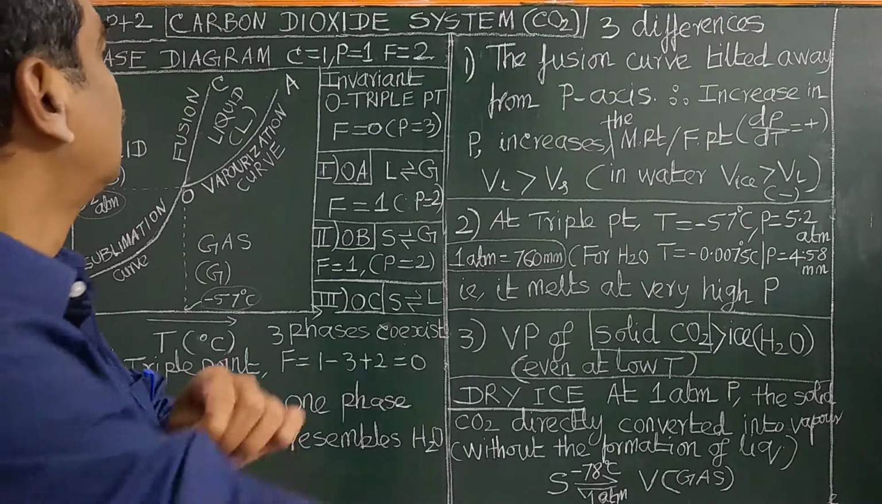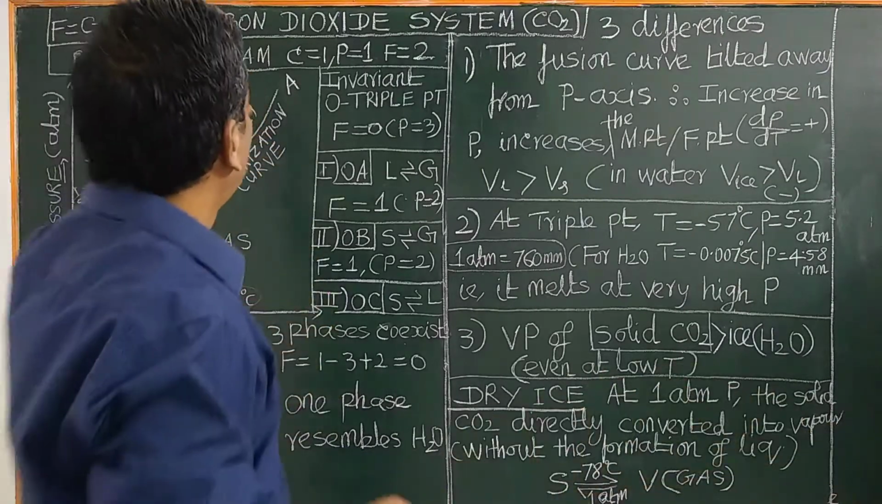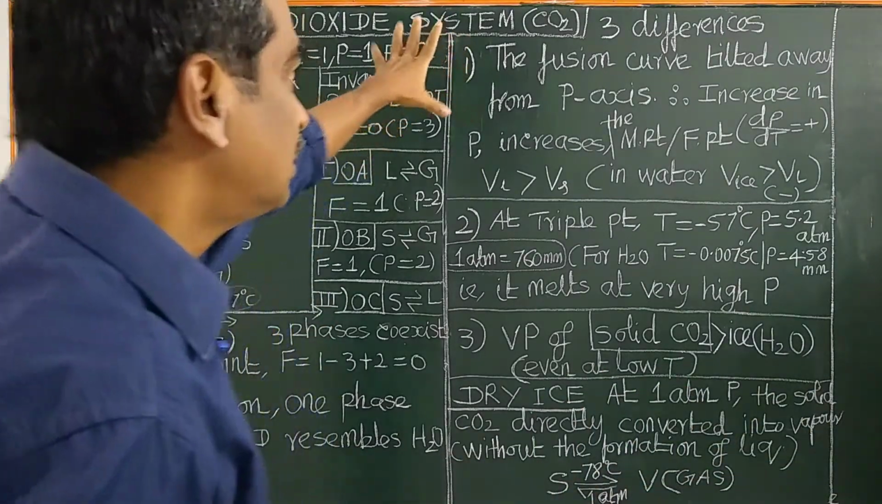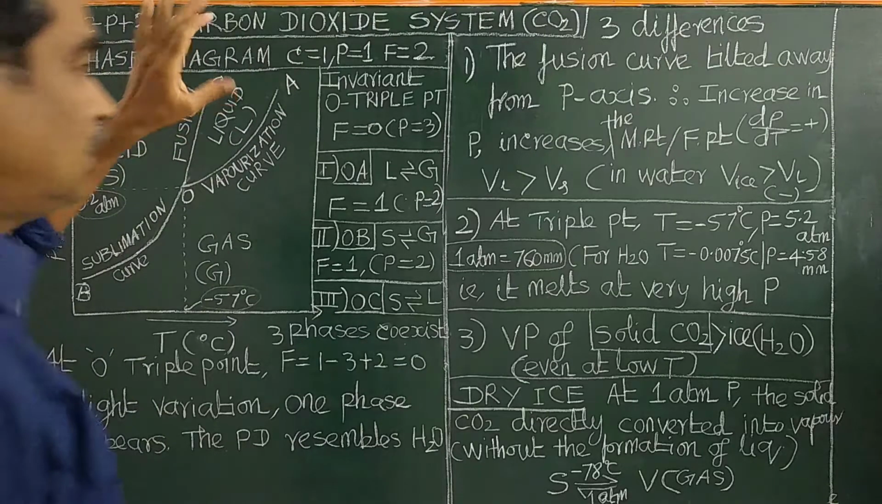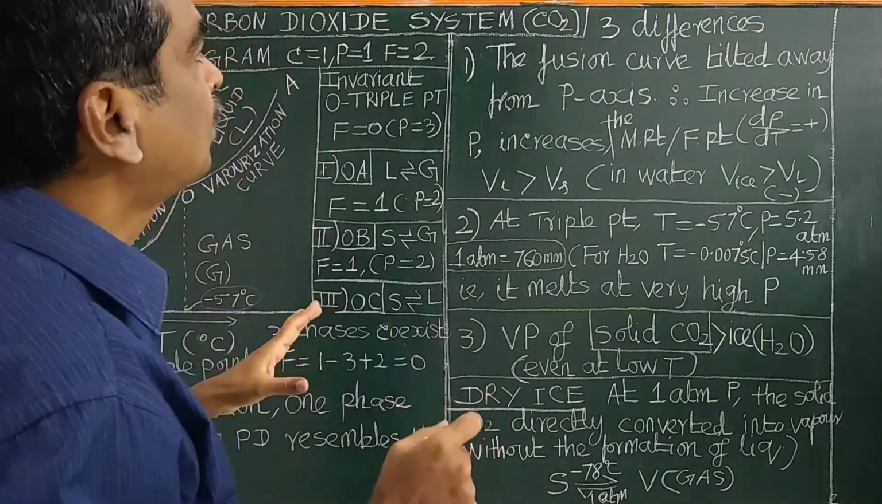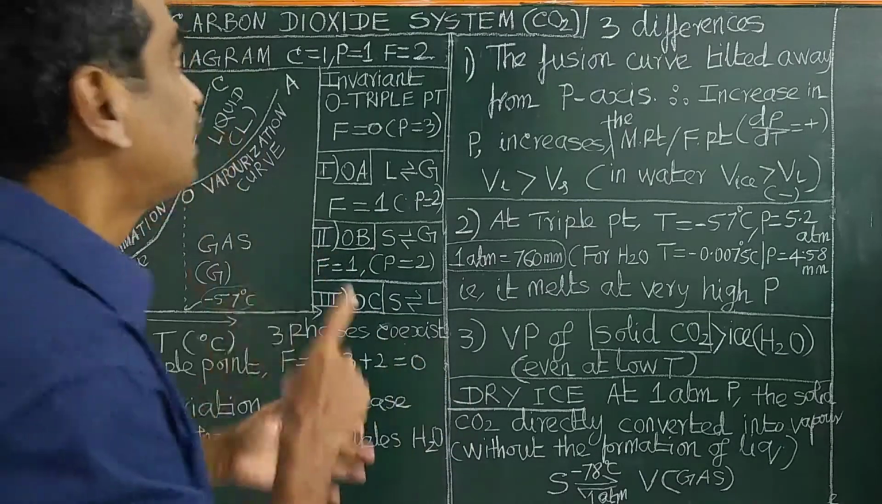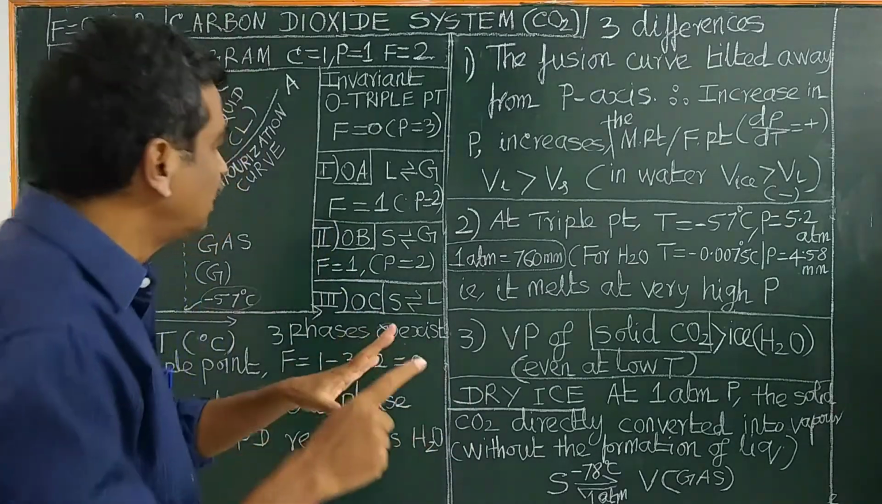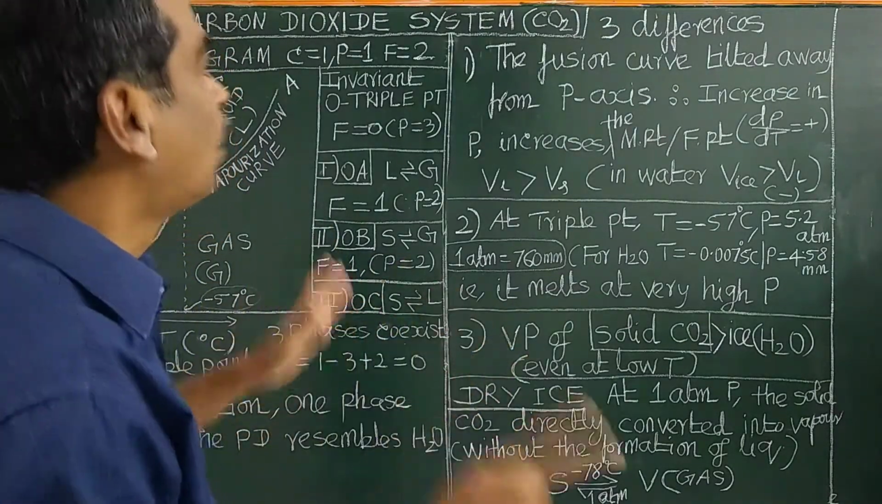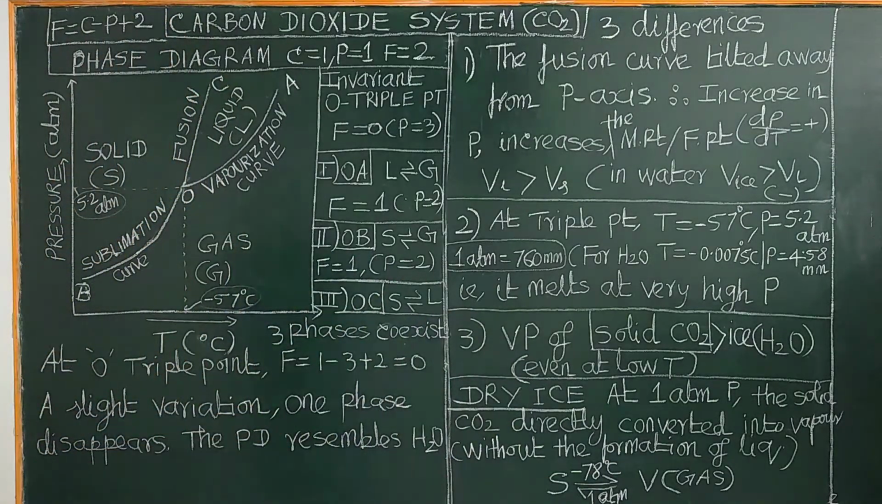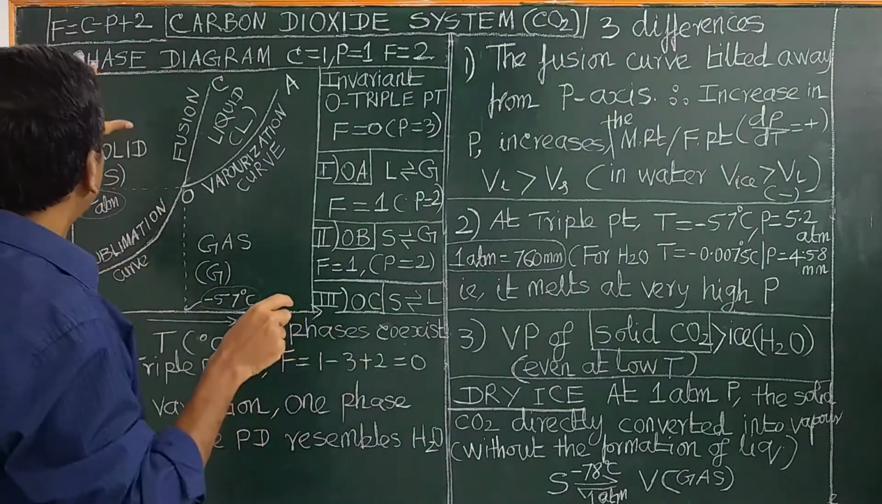Good morning. In this class, we will study the carbon dioxide system. This is a one component system because we have only pure carbon dioxide, and the phase diagram resembles the water one component system. Okay, so let us apply the phase rule.